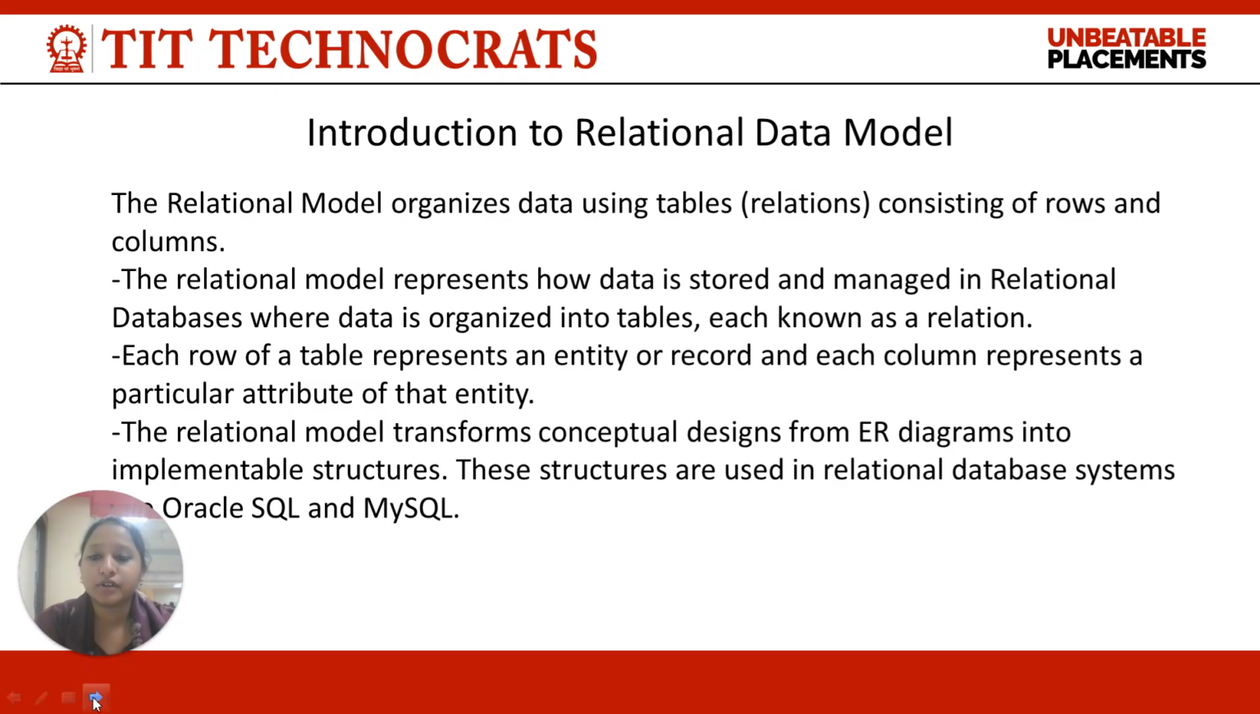Now let's understand what the relational model is. The relational model organizes the data using tables, also known as relations, which consist of rows and columns. It basically defines how data is stored and managed in a relational database. In this model, data is organized into different tables and each table is called a relation. Each row in the table represents a record or entity, and every column represents a specific attribute of that entity. These structures are used in popular RDBMS relational database systems such as MySQL and Oracle SQL.